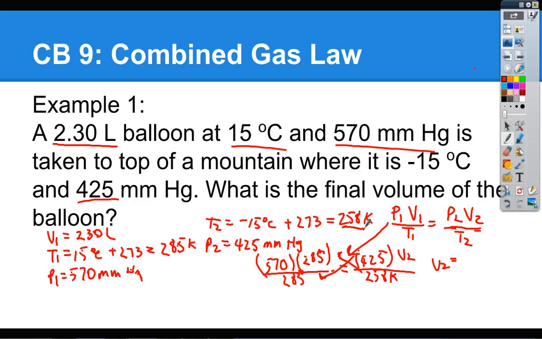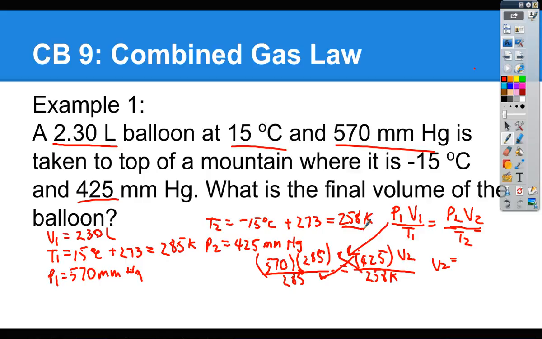Well, 570 times 285 times 258, and then hit equals. And then you're going to hit divided by 285, divided by again 425. Remember, they're both on the bottom, so it's divided by both times. I'm getting some kind of odd number here, so let's try again. 570 times 285 times 258, divided by 285, divided by 425, equals. Okay, that gives me a better number.